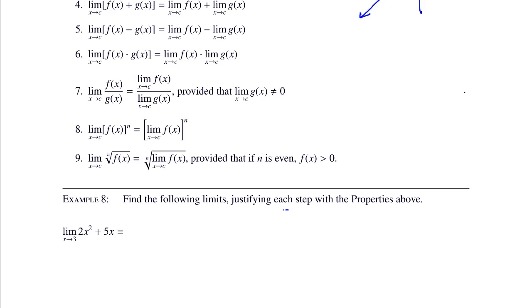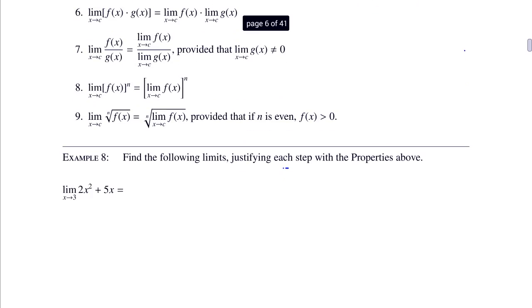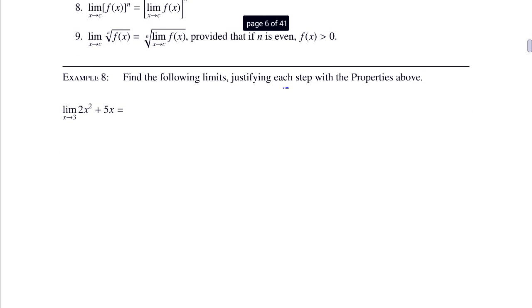Yeah. How will we write out the answer, for properties 4 through 9? I'll show you. That's example number 8, actually. So use the properties above to find this limit. So it's the limit as x goes to 3 of 2x squared plus 5x. Right? Oh, we're back. Okay.